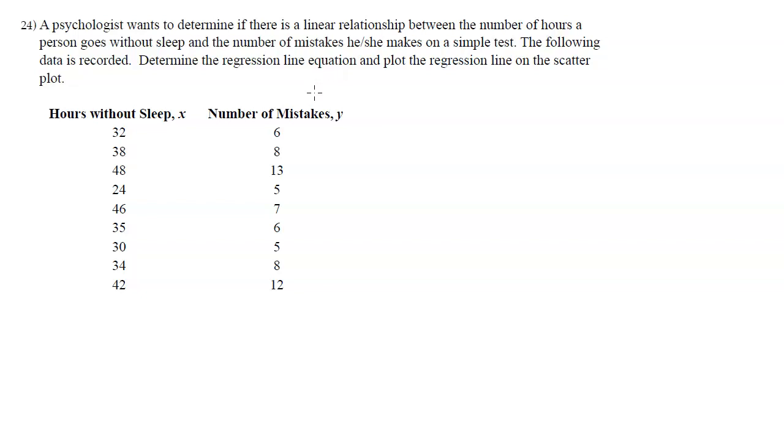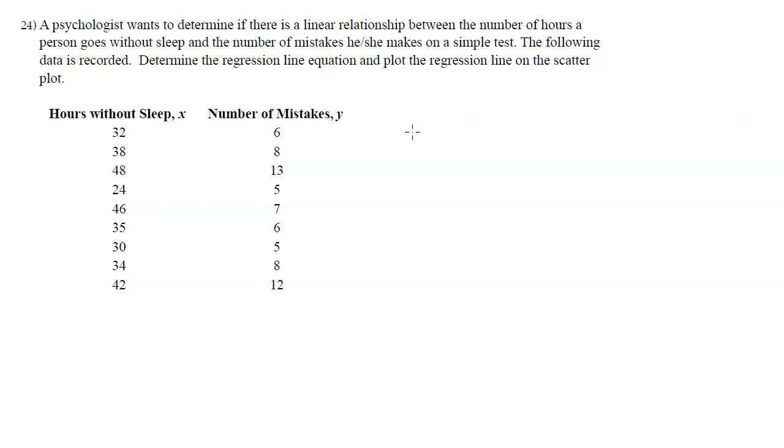Okay, 24. A psychologist wants to determine if there is a linear relationship between the number of hours a person goes without sleep and the number of mistakes he or she makes on a simple test. The following data is recorded. Hours without sleep, that's our independent variable, x values. The number of mistakes on the test, y, dependent variable. Determine the regression line equation and plot the regression line on the scatter plot.